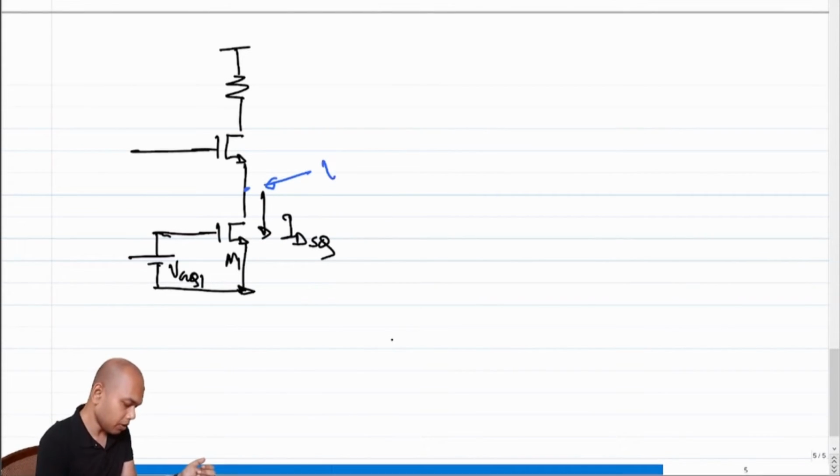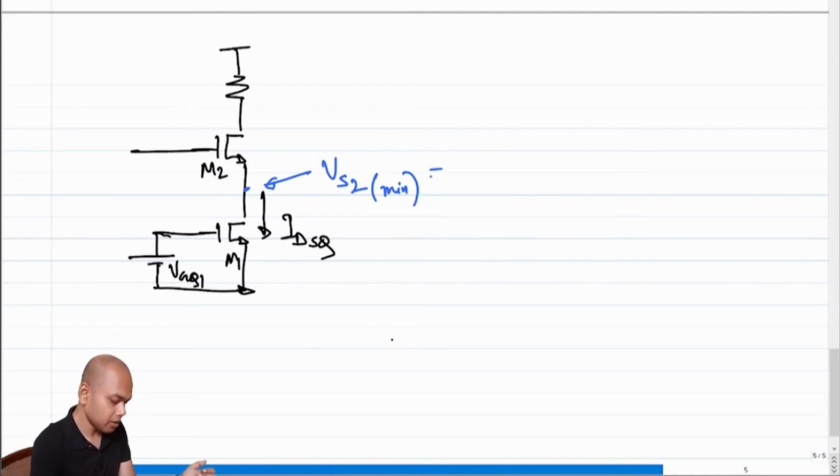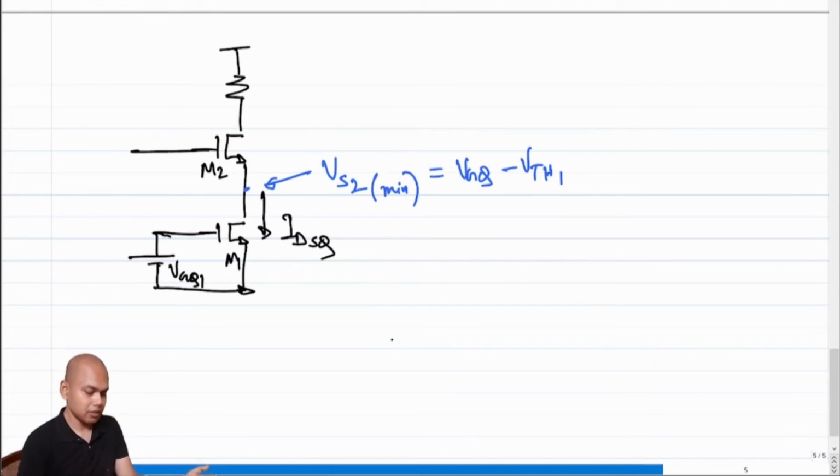Let me call this node Vs2, because it's the source of M2. What is Vs2 min? Vs2 min will be VGQ minus the threshold voltage of the first transistor. This has to be VGQ minus the threshold voltage of the first transistor. Anything above this is fine, but you cannot go below this, right?